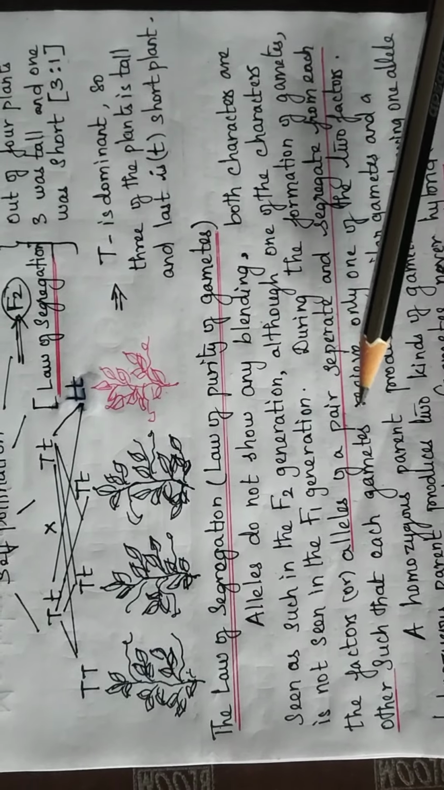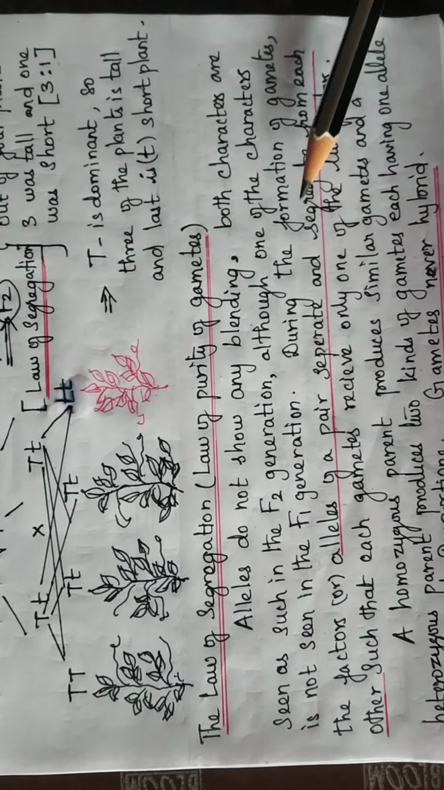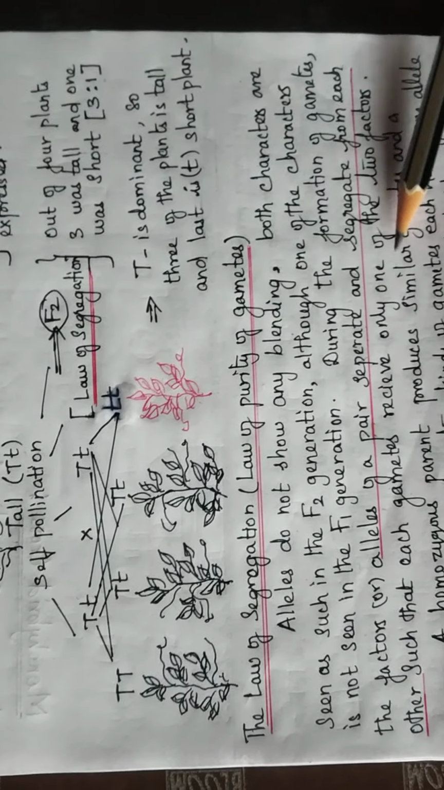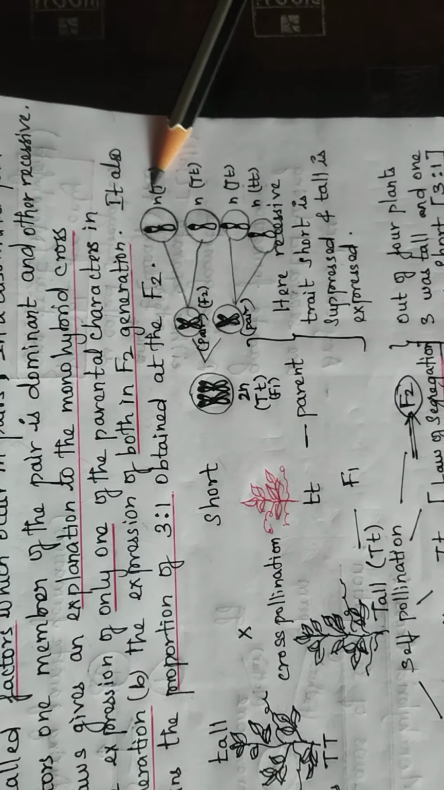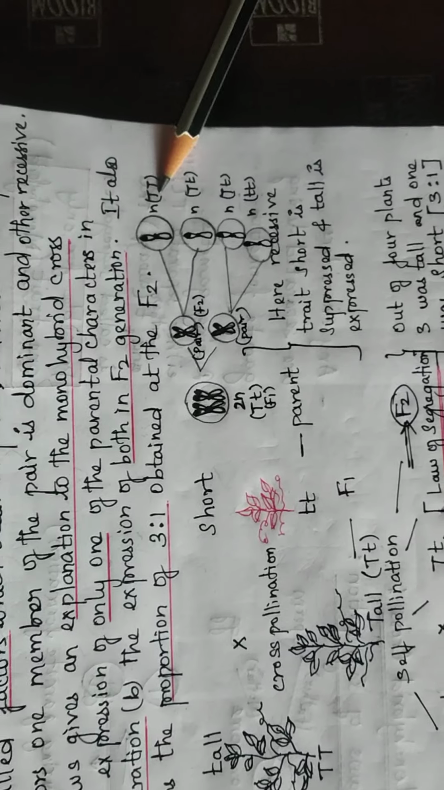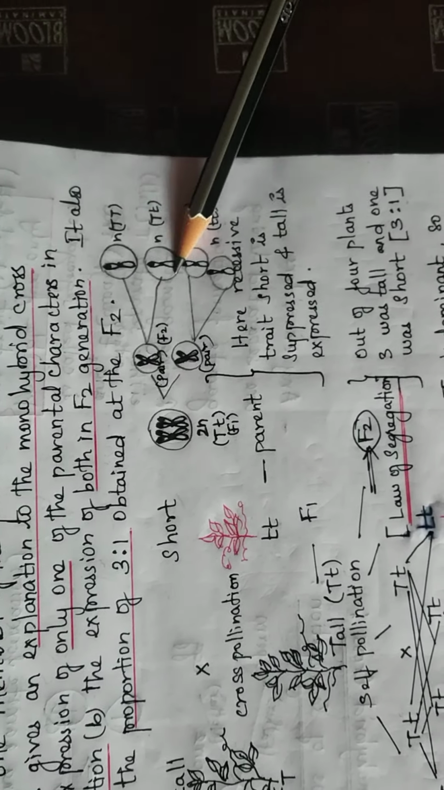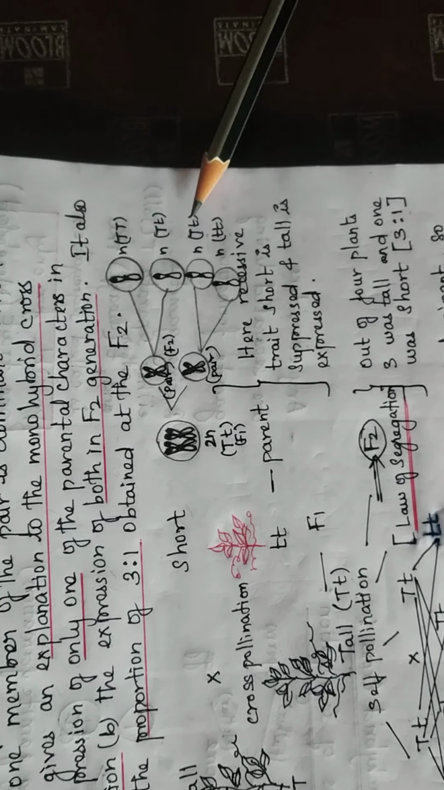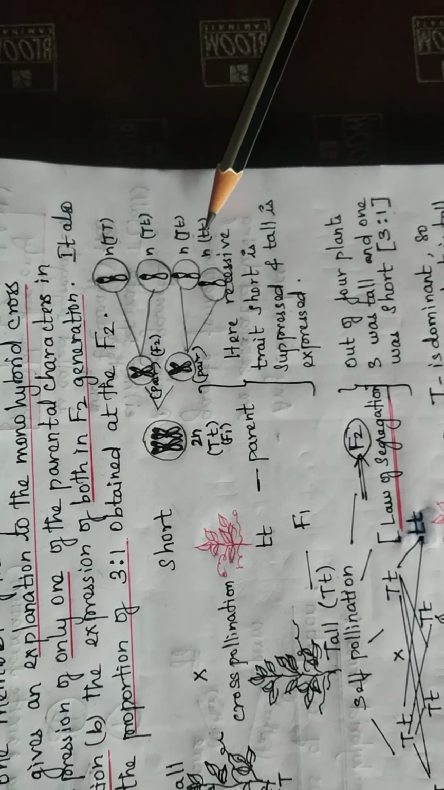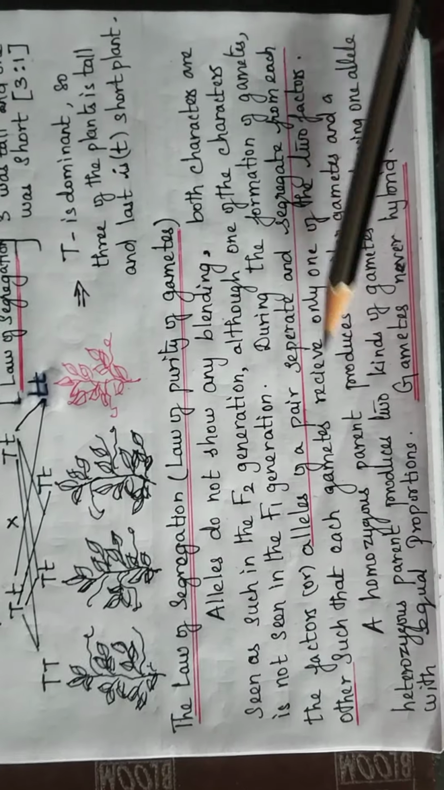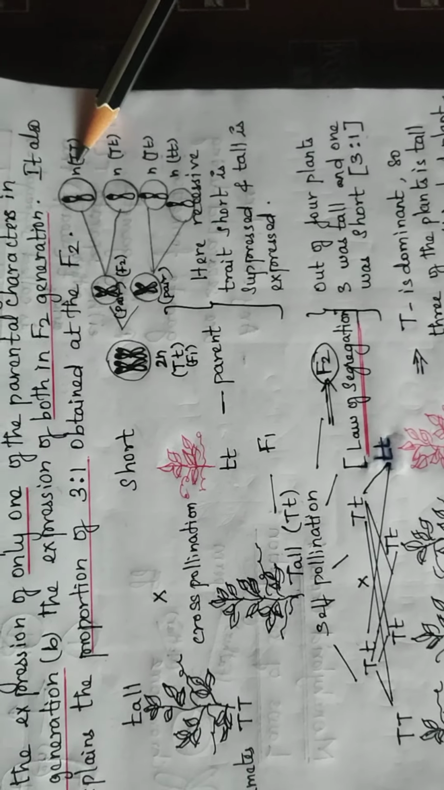Now I will give the explanation. The alleles of a pair separate and segregate from each other such that each gamete receives only one of the two characters. If it is tall, it means the dominant character is there, so tall plants. Capital T small t gives tall plants. Where both are recessive, they are dwarf plants. So each gamete receives only one of the two factors. Only one of them will be expressed.